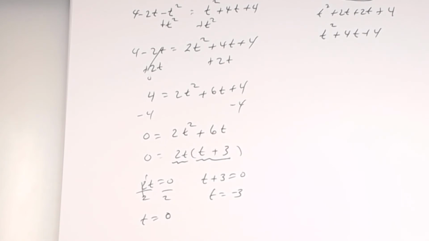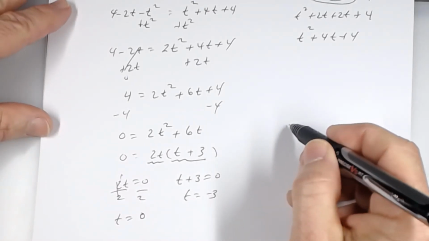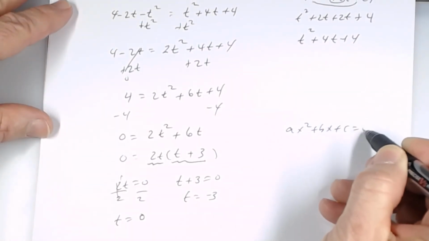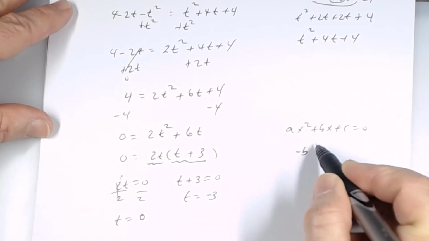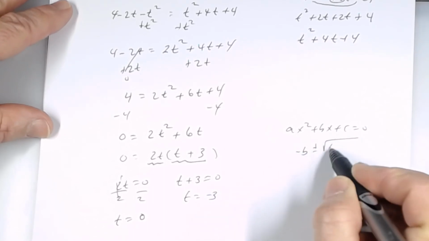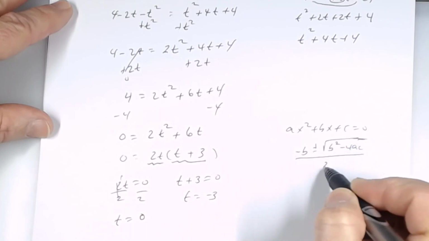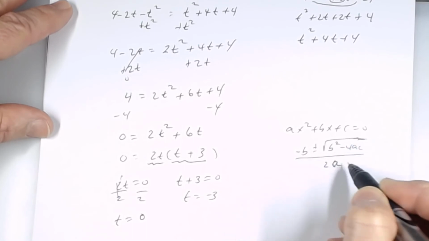Now before we go on, let's do this using the quadratic formula. So if I'm going to do this using the quadratic formula, remember ax squared plus bx plus c equals 0. And so negative b plus or minus the square root of b squared minus 4ac. All of this is being divided by 2 times a.